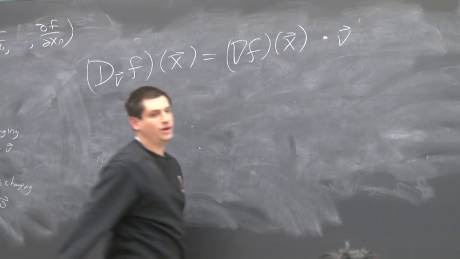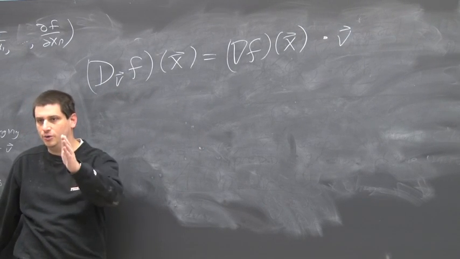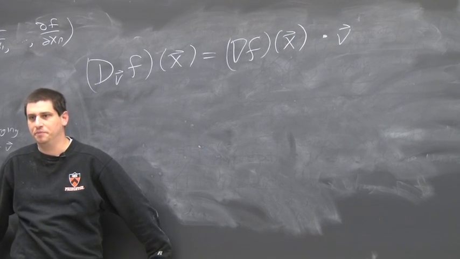And we want to find the direction v. We want to find the way to go to make this quantity as large as possible.